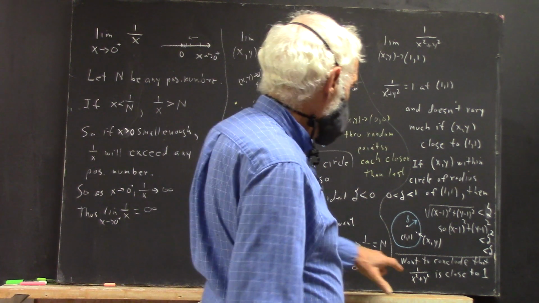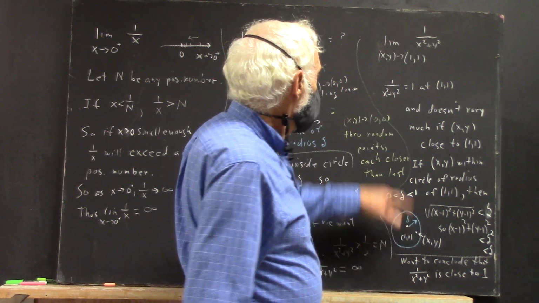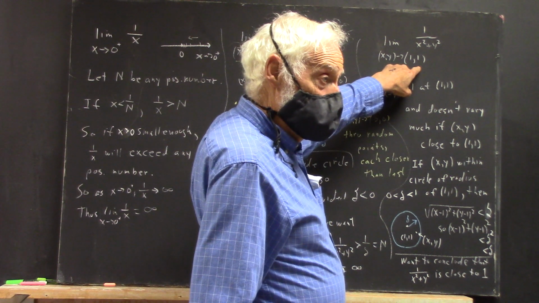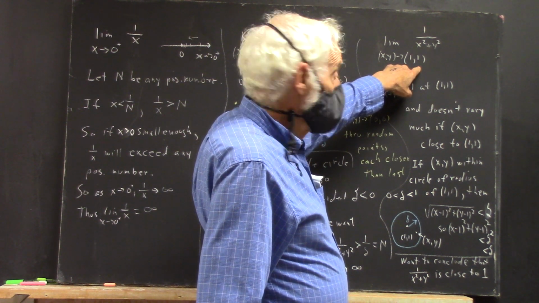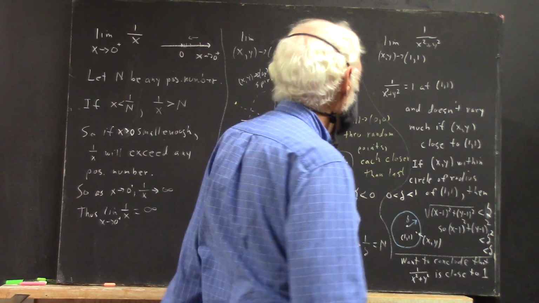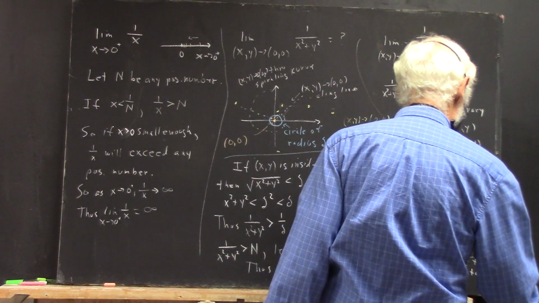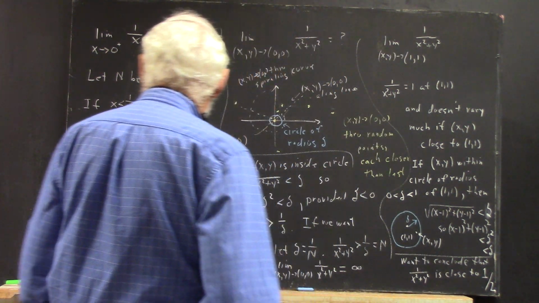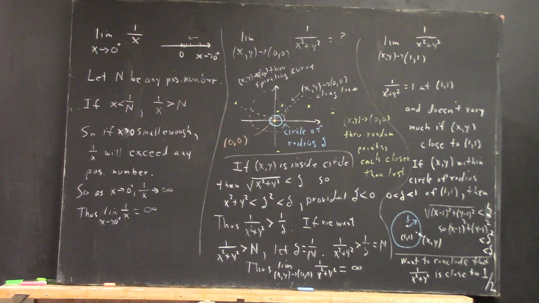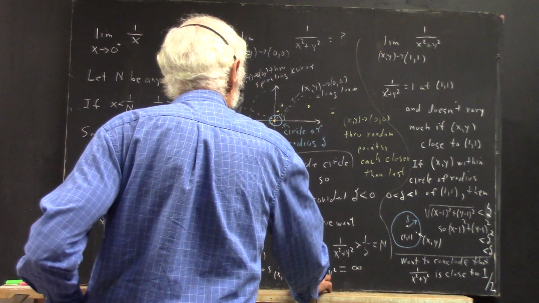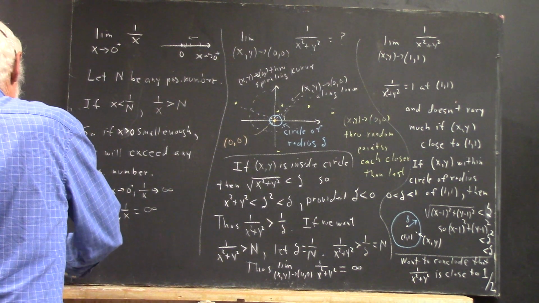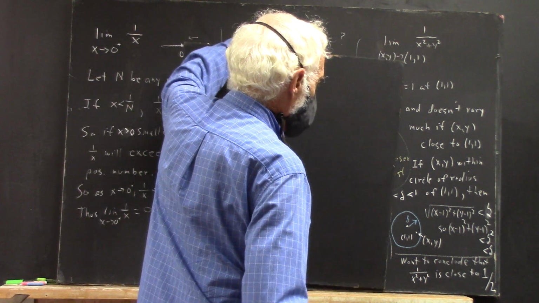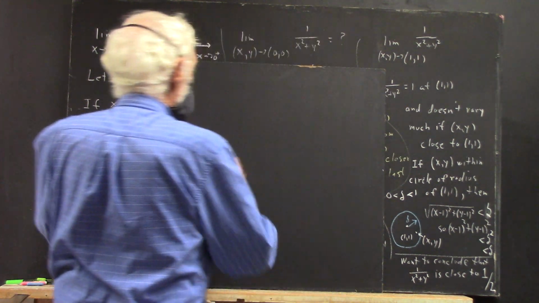We want to conclude that 1 over x squared plus y squared is close to 1 because if we evaluate this at 1, 1, we're not gonna get 1, we're gonna get 1/2. So we just do the algebra of this. I didn't have room to do it there. I ran out of room.